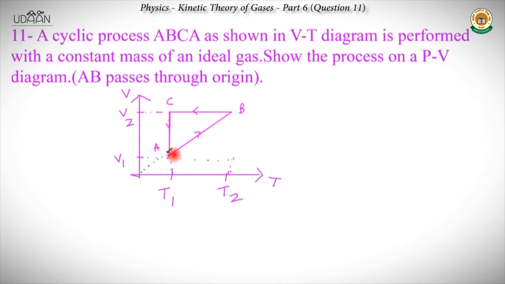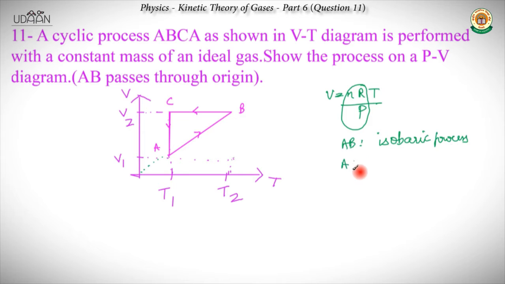So AB is a straight line which passes through the origin. So V equals nRT by P. Since the slope is constant, V is directly proportional to T. So AB is an isobaric process. In AC the temperature is constant, so it is an isothermal process. And in CB the volume is constant, so it is an isochoric process.